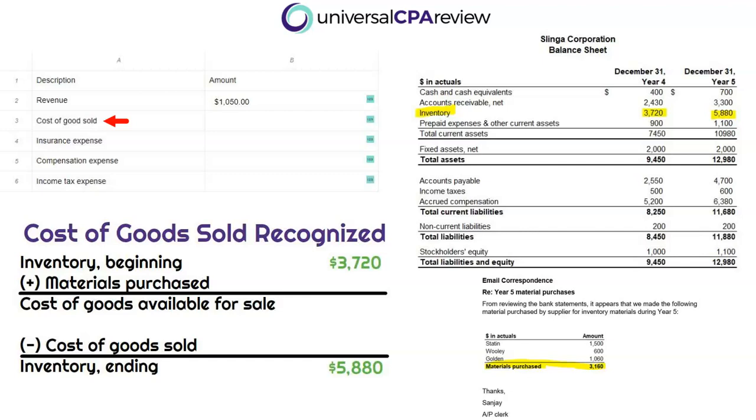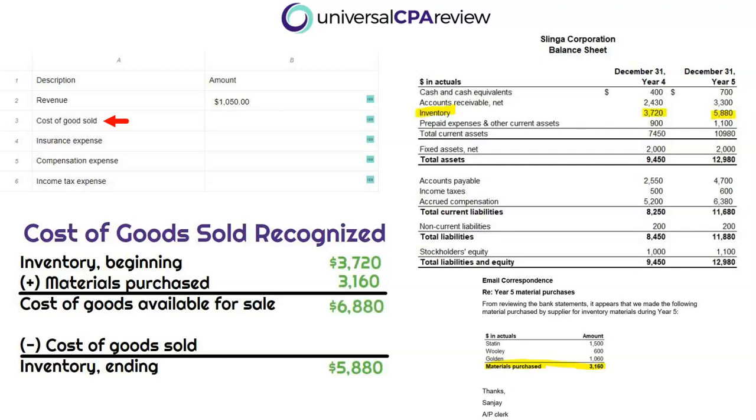He said the amount of material purchased by supplier for inventory during year 5, it's in this table. Well, that totals to 3,160. So that's going to be a positive number that we plug into our roll forward. So now we have all of the information in the roll forward except for cost of goods sold, right? We have inventory beginning of 3,720. We had materials purchased of 3,160. That gets us the cost of goods available for sale of 6,880.